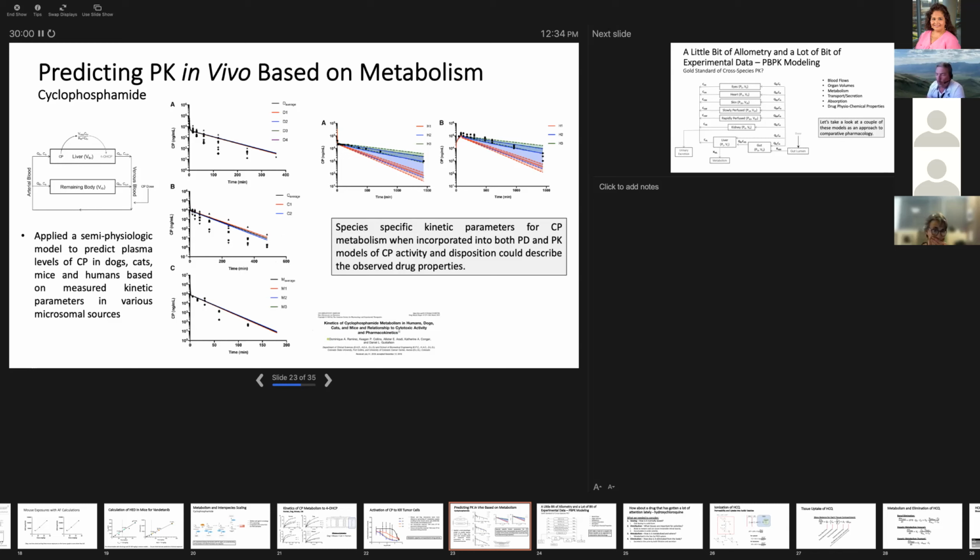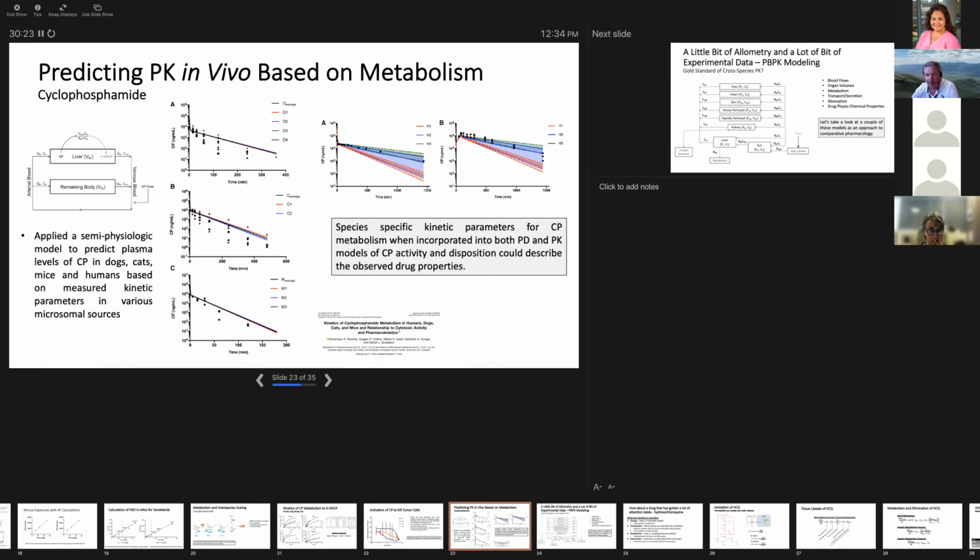And one would predict that based on the formation of the 4-hydroxycyclophosphamide, you could actually predict the different toxicity doses, and that is actually true as well. You can predict how much of the reactive metabolite is generated in each species, and that correlates to how much you can actually give them before you see toxicity, and the dose in humans is much higher.